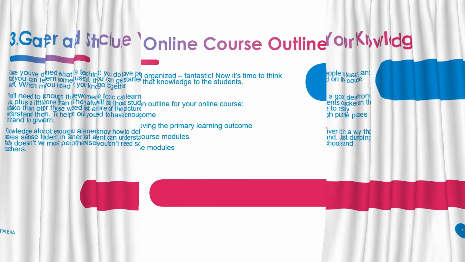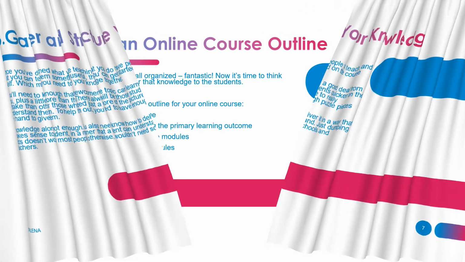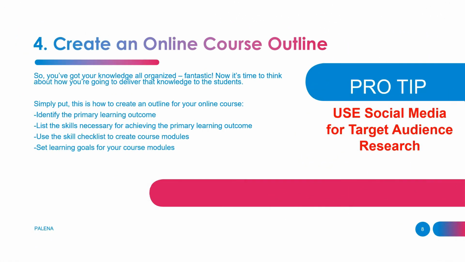So the fourth thing you should look at while creating an online course is that this is the process where you should actually create the course. After doing number 1, 2, and 3, now create the course. So you've got the knowledge all organized. Fantastic. Now it's time to think about how you are going to deliver that knowledge to the students. Simply put, this is how to create an outline for your course. This is the process where you create an outline for your course.